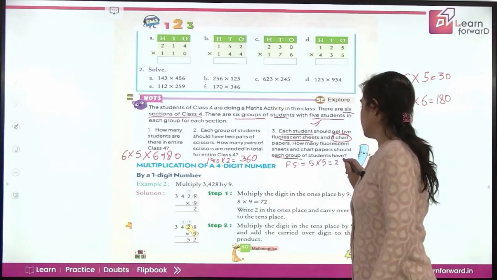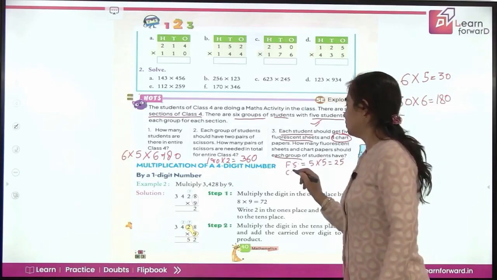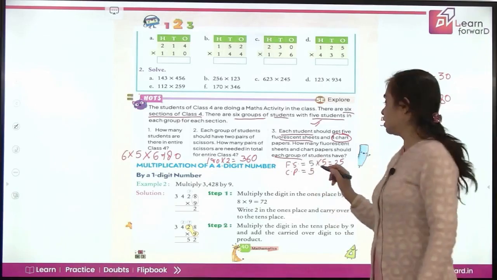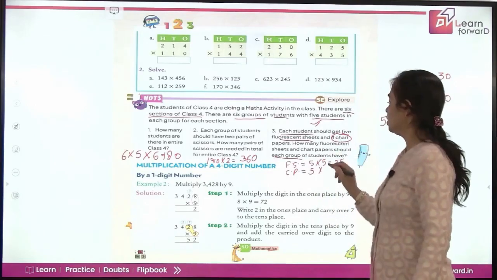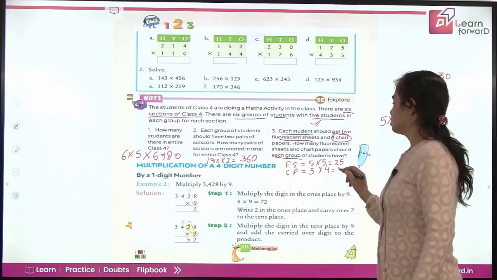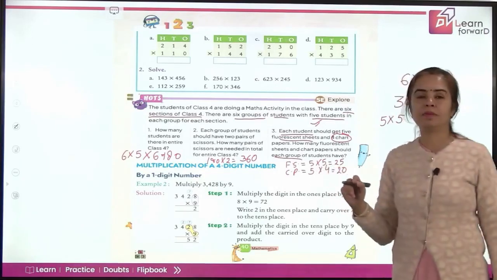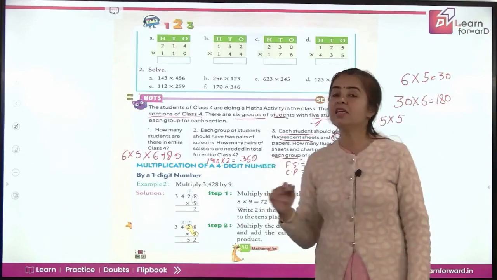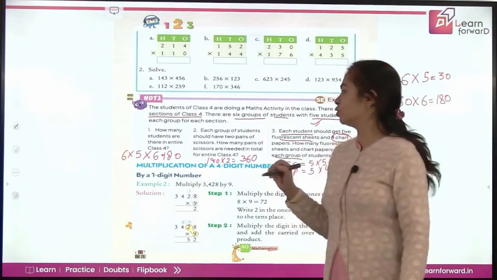25. That's correct. And how many chart papers? In one group, there are 5 students. For one student, you need 4 chart papers. So, you need 20 chart papers for each group. Multiplication is that easy and that helpful also.